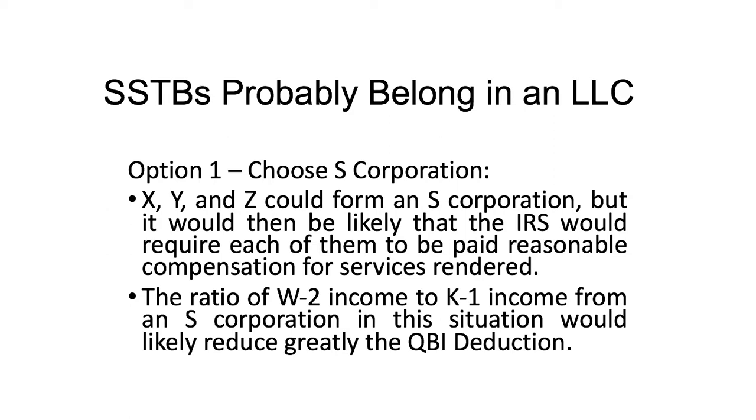And if you remember from our mechanics discussion in the previous video, the amount of qualified business income, which is what creates the deduction, 20% of the qualified business income, does not include W-2 wages paid to the taxpayer. So the amount that X, Y, and Z are deemed to have as reasonable compensation from the S corporation would not go in qualified business income.